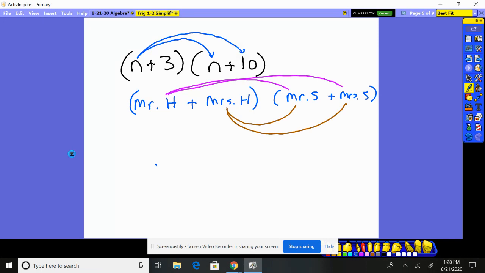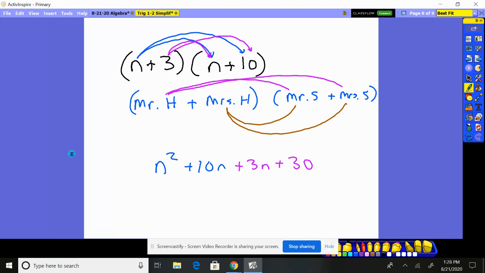n times n is n squared. The n times the 10 is 10n. Now, what we're going to want to do is we want the 3, my wife, to shake hands here. So that's going to be 3n. And then she also shakes hands here with the 10, which is 30.